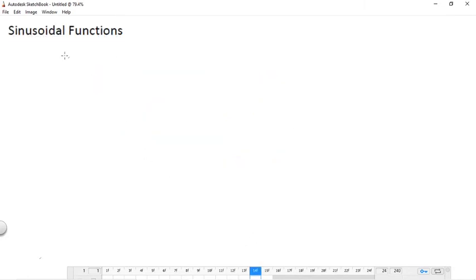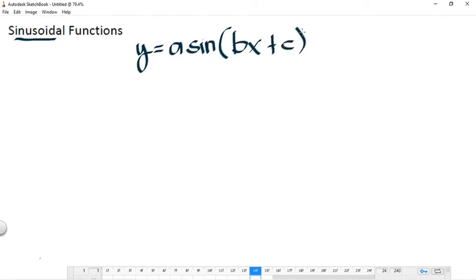The last type is called sinusoidal function. It is in the form y is equal to a sine of bx plus c. A, b, and c are already constants. This is an example of a trigonometric function, but I tried to separate this once again like quadratic function because it has a wide scope of applications, like describing anything with the shape of a wave.